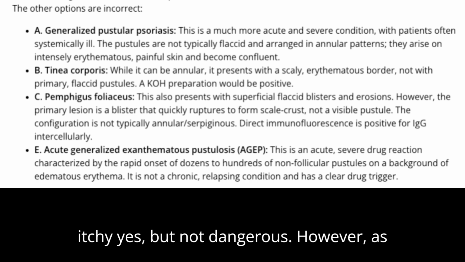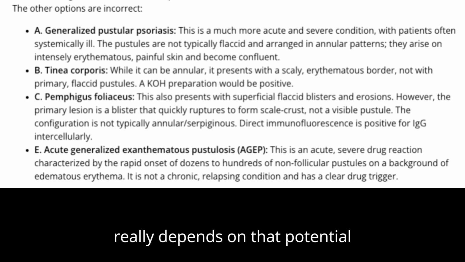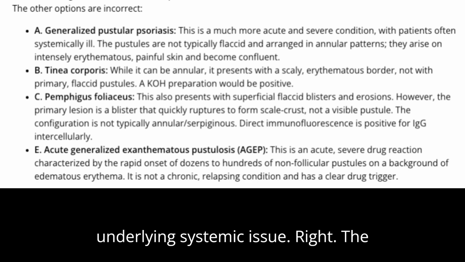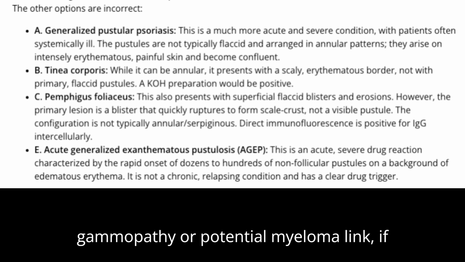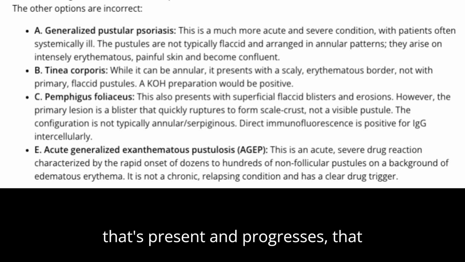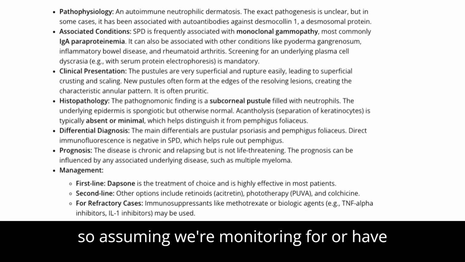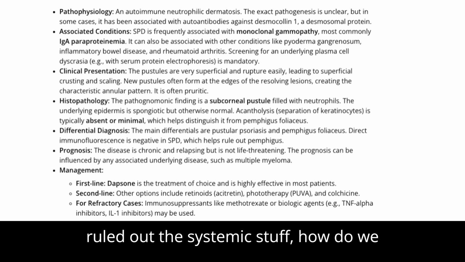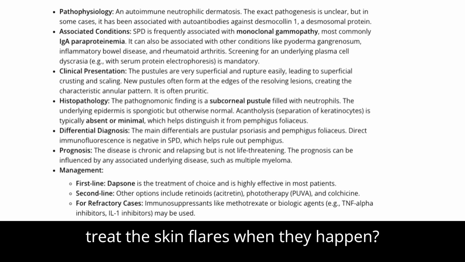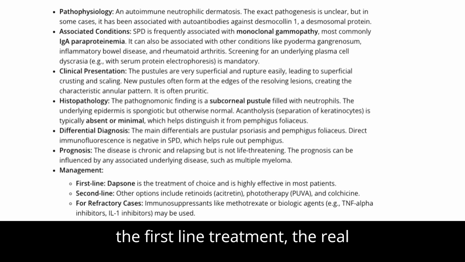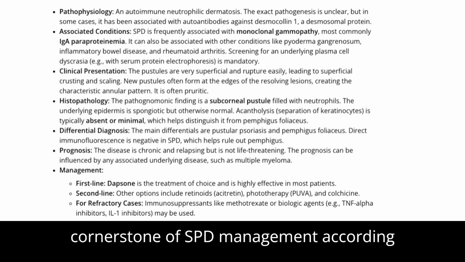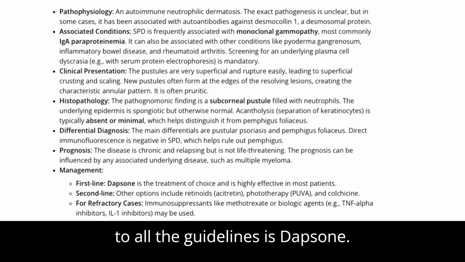However, as we discussed, the overall prognosis really depends on that potential underlying systemic issue. Right, the gammopathy or potential myeloma link. If that's present and progresses, that dictates the long-term outlook and requires its own specific management. Okay, so assuming we're monitoring for or have ruled out the systemic stuff, how do we treat the skin flares when they happen? The first-line treatment, the real cornerstone of SPD management according to, well, all the guidelines, is Dapsone.